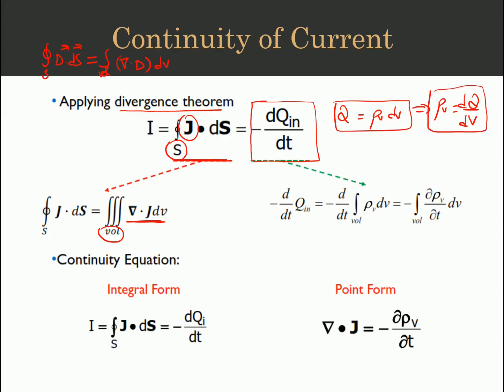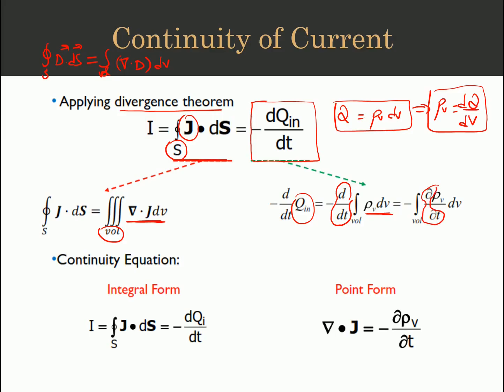So this is what is happening. We have represented q over here in terms of the volume charge distribution in a specific small volume dv. And what we have done now is we have changed this d by dt to a partial derivative. And why are we doing this?